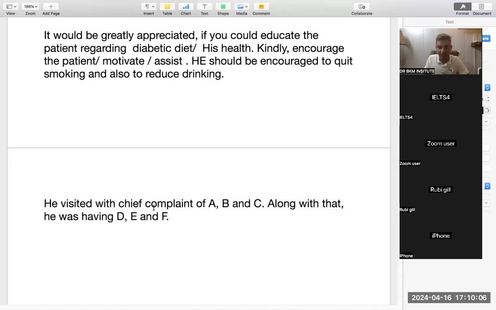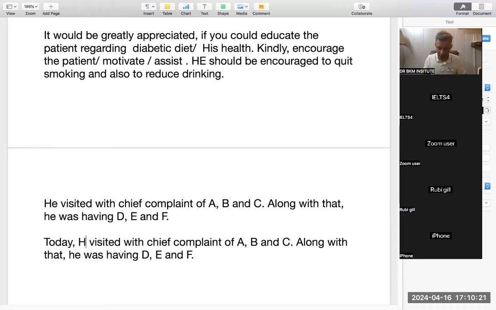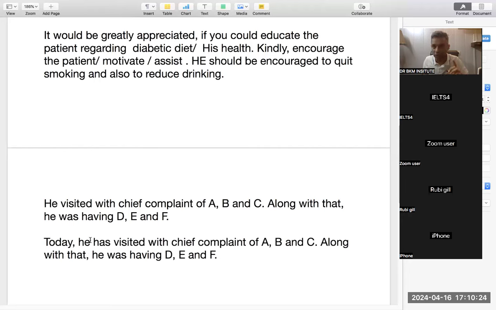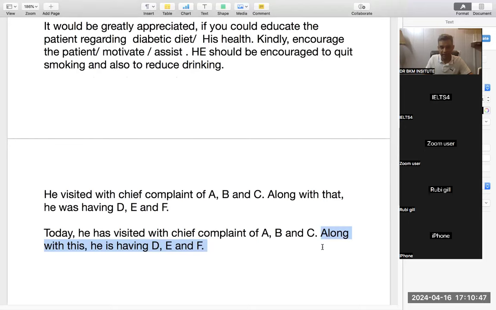If it is in the present tense, suppose you are saying today, what is present? Okay, I will copy paste. How to change past into present? Like today's visit. See how to convert to present. He has visited. Has visited means present perfect: has plus third form. He has visited with chief complaint of this. That will become this: along with this, he is having D and F. This is how you change. In the past, it is always along with that. In the present, it is along with this. So always remember all these things.